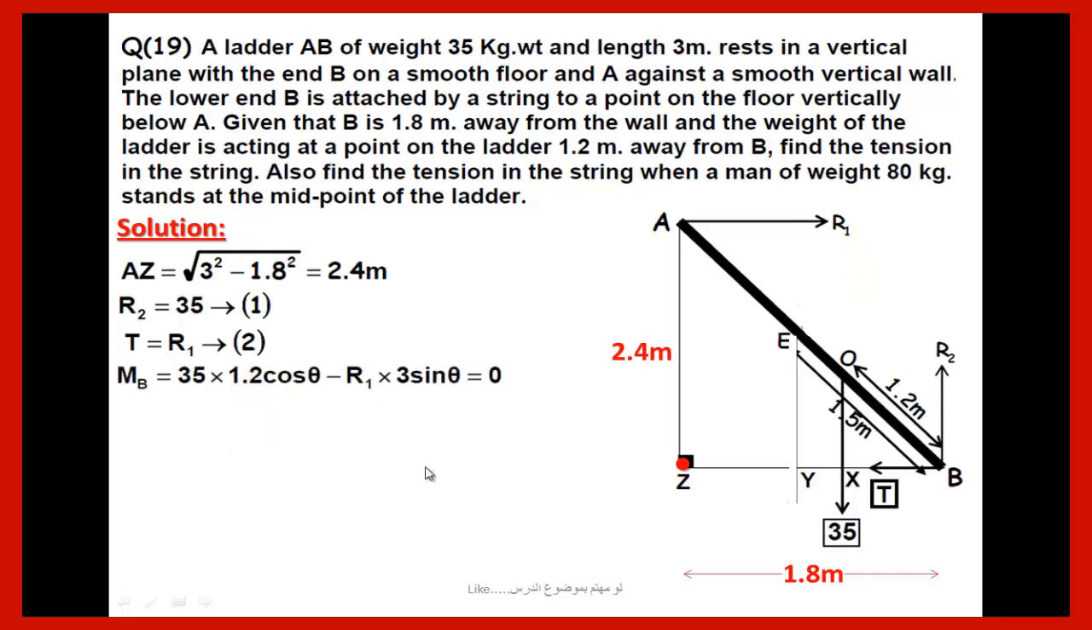By taking the moment about B, of all forces, the moment of R2 equals 0 and the moment of the tension also equals 0, because the lines of action of R2 and T pass through the point B. So what is the moment of 35, and what is the moment of R1? The moment of 35 equals 35 multiplied by the perpendicular distance XB.